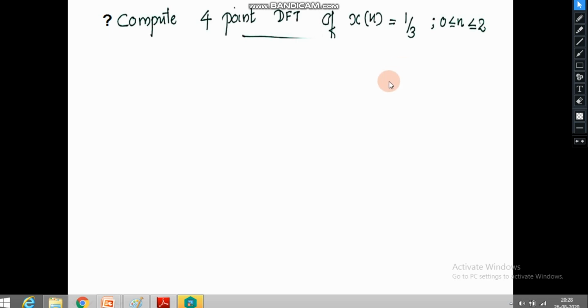That is, the problem is given: compute the 4-point DFT of x of n is equal to 1 by 3, which is the same problem as that of before. Here the 4-point DFT is asked.